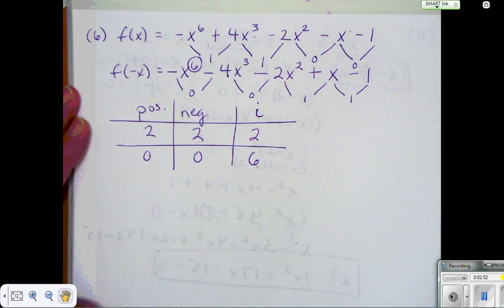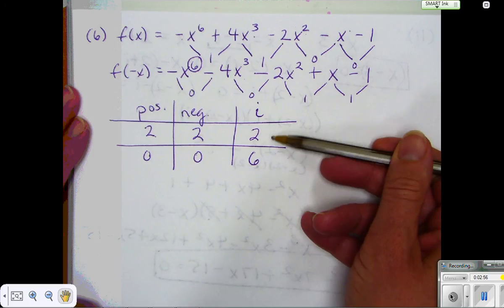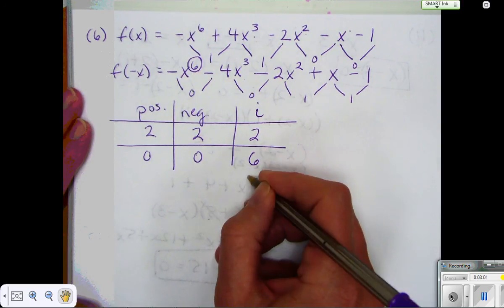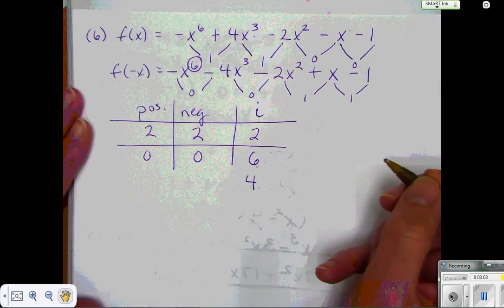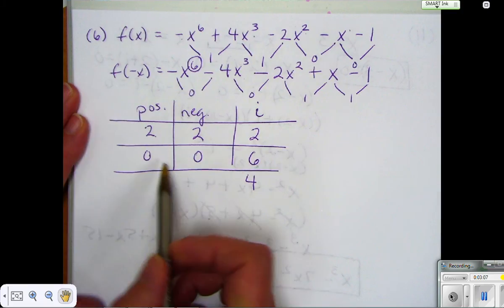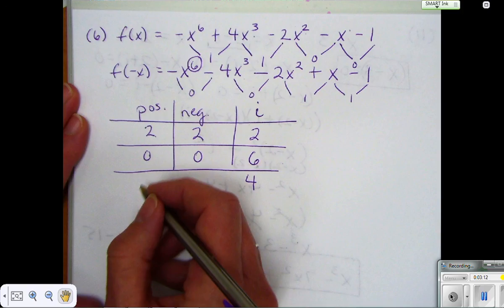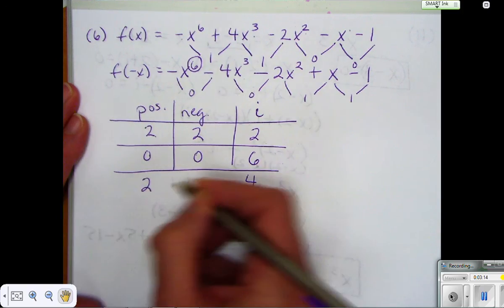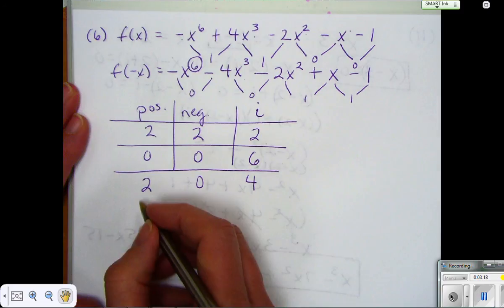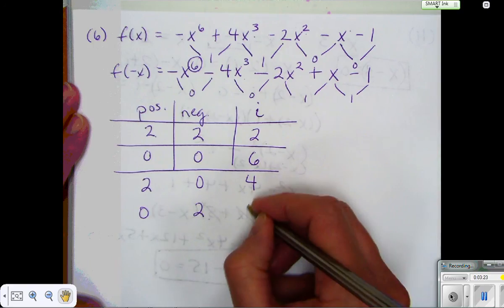Okay, so the thing is that the rule to decrease by 2's applies to imaginary numbers as well, or imaginary roots. So I could have also 4 imaginary roots. The reason being, I could have different combinations of positive and negative roots. For example, I could have 2 positive roots and 0 negative roots. That means I could have 4 imaginary. Or I could have 0 positive and 2 negative and have 4 imaginary roots.